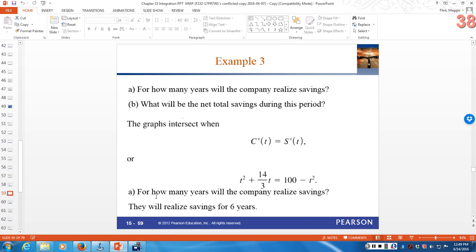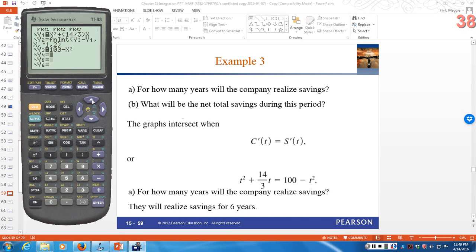Back to the problem. Let me fix it in the calculator. That's just supposed to be 1, not 100. And then try zoom again. I think we might get something closer to what the graph's supposed to look like. There we go.